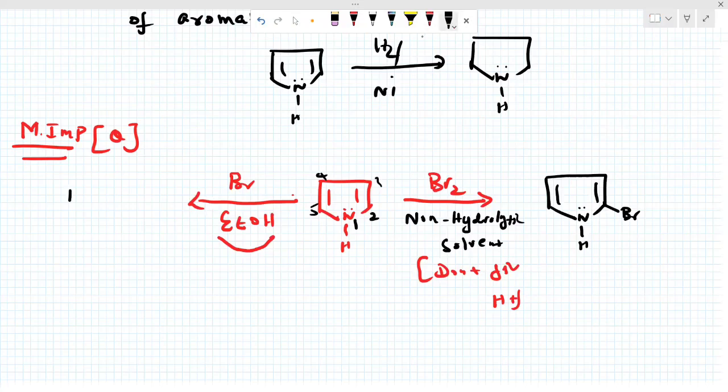Please note. Simple, very important, most important. Nitrogen, lone pair. Here Br, here Br, here Br, here Br. Okay, this is a very important question. Please understand. This is about pyrrole.